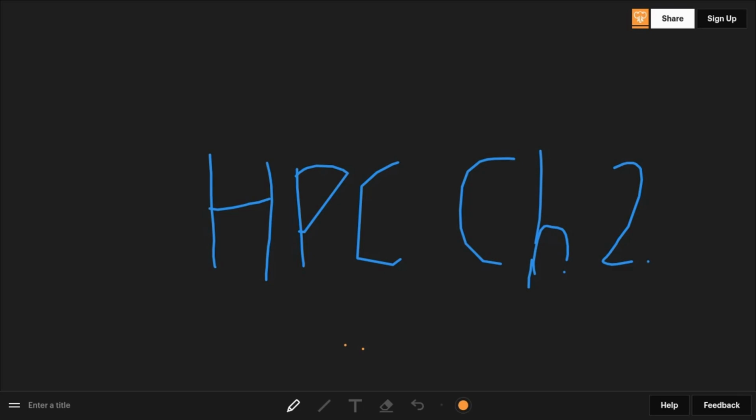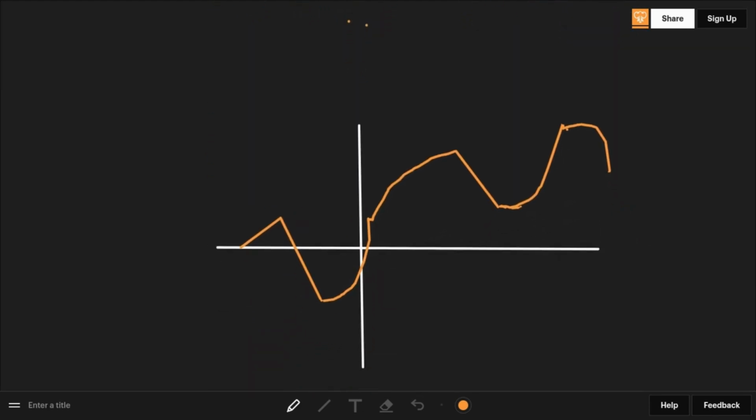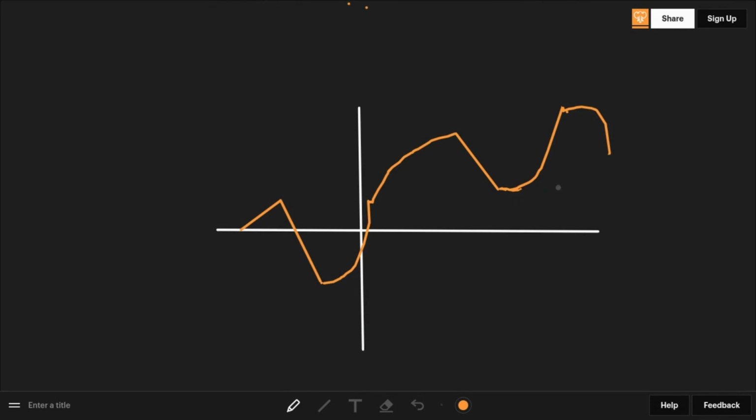This is Honors Pre-Calculus Chapter 2 review. So let's get started. One of the concepts of Chapter 2 was characteristics of a function. These characteristics include if it's increasing, decreasing, its minimum and maximums, and its concavity. If we take a look at a graph of a function right here, the function is increasing in some parts and decreasing in other parts.